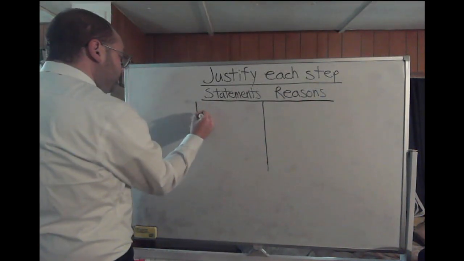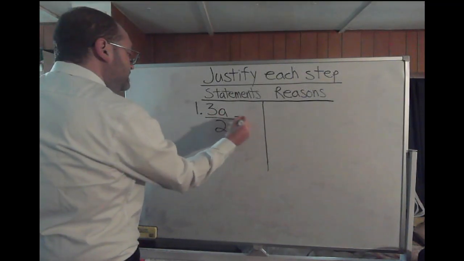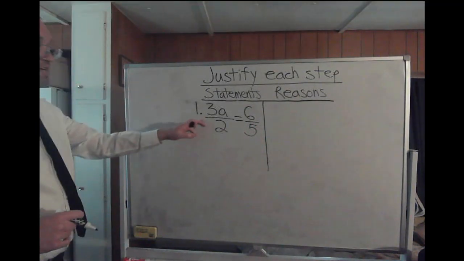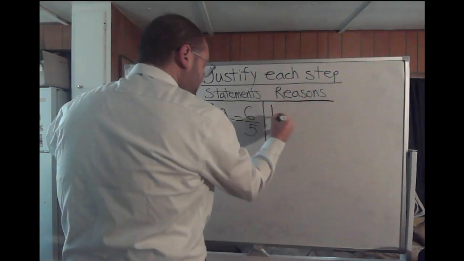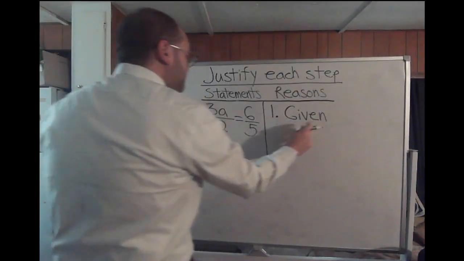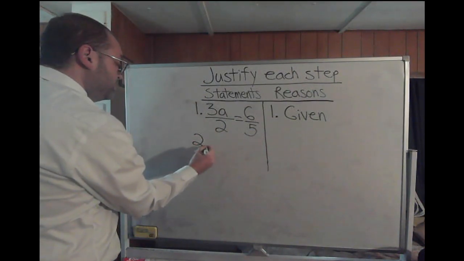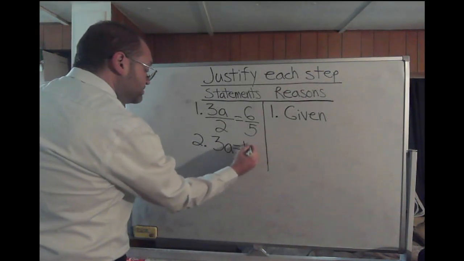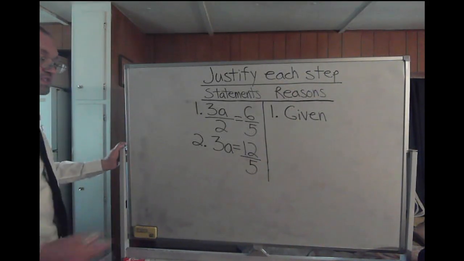We have statement 1 here. This one is 3a over 2 equals 6 over 5. So we were just given 3a over 2 equals 6 over 5. Well, this reason 1, again, this was given to you. So reason 1, this was given, okay? Now for number 2, the next statement is we simply have 3a equals 12/5.